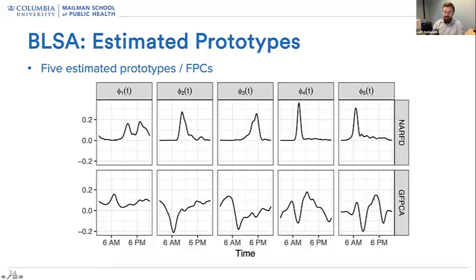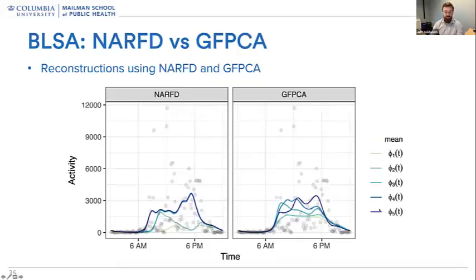So again, the trade-off here is, I think, interpretability for NARFT versus parsimony for GFPCA, and that's roughly what we found. I'm showing here the additive process that NARFT uses. If you take score 1 times prototype 1 plus score 2 times prototype 2 plus score 3 times prototype 3 and so on, you end up at a subject-specific reconstruction here.